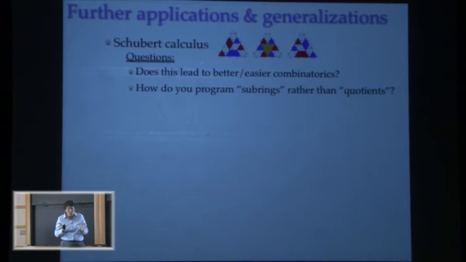I had hopes that this would lead to easier combinatorics, but as far as I know, it hasn't yet. In theory, these are all just commutative algebra questions now, so you want to just program them in Macaulay 2 or something like that. But Macaulay 2 really likes quotient rings, and it really hates subrings. So it's very annoying. And if anybody has advice about how to ask questions about subrings, I would love to know.